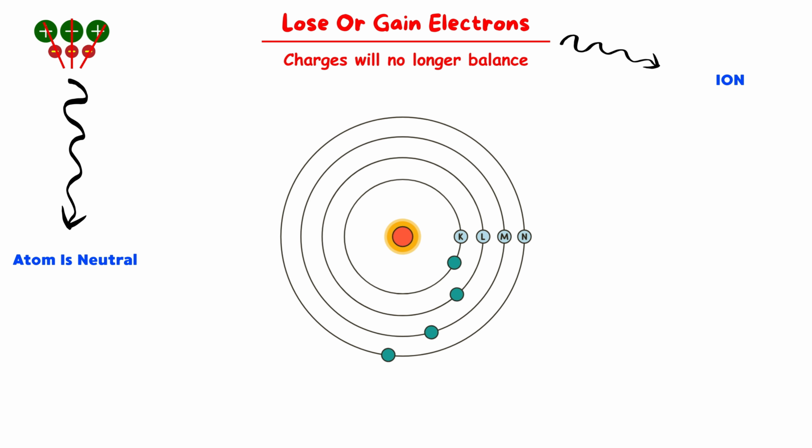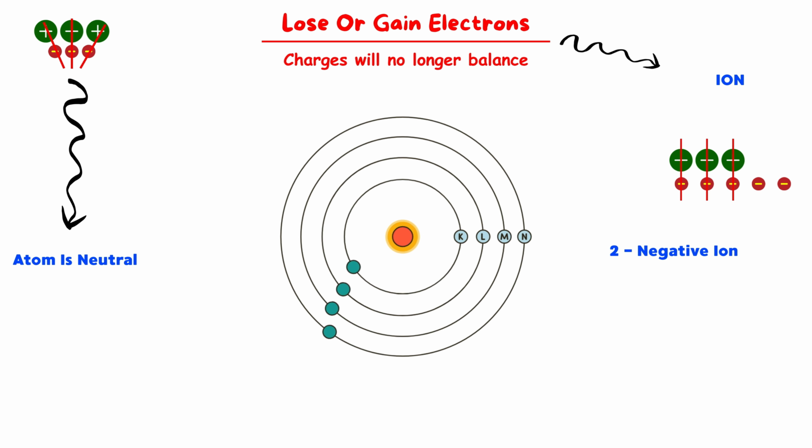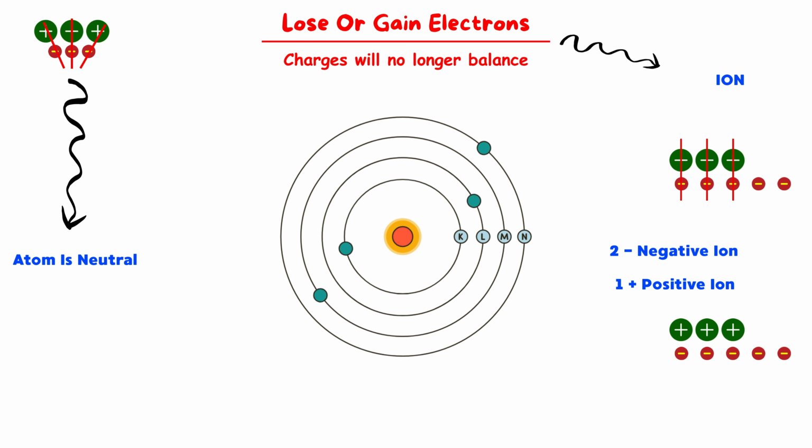If we added yet another electron, it would become a 2- ion, since it now has 2 more electrons than protons. Similarly, if an atom loses an electron, then there are more protons than electrons, so it becomes a positive ion. For example, if we have 3 protons but only 2 electrons, the ion has a 1+ charge because the positive force is greater than the negative.